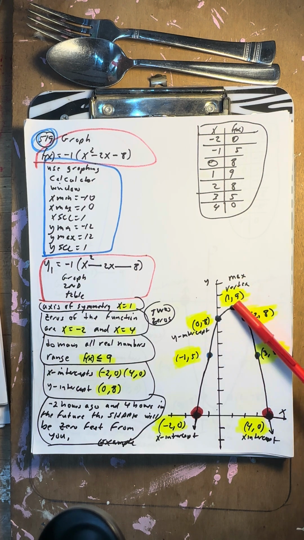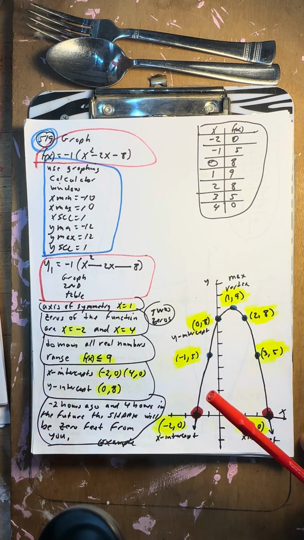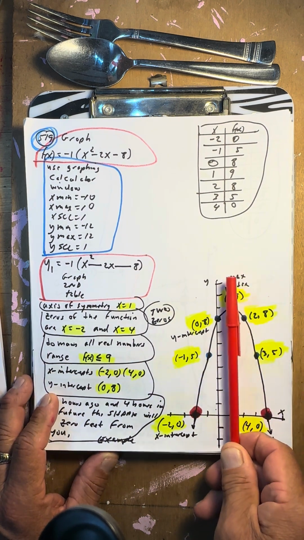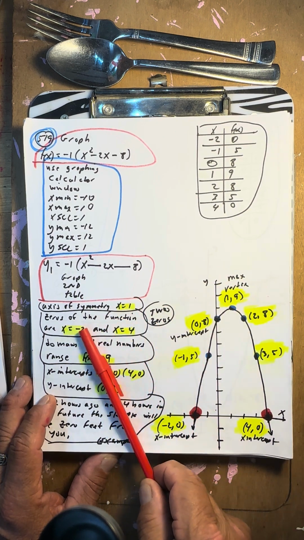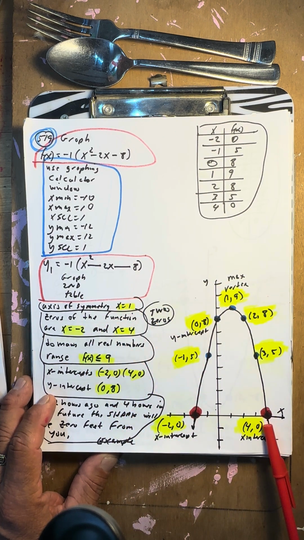Vertex, max again. That's the high point. (2, 8), (3, 5), (4, 0). So now, axis of symmetry right here. Half of the graph, there it is. Half of the graph is right there. x equals 1.